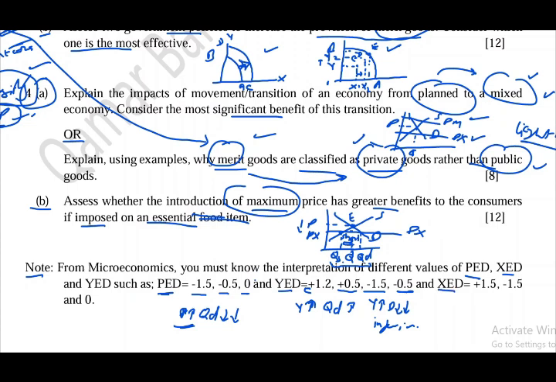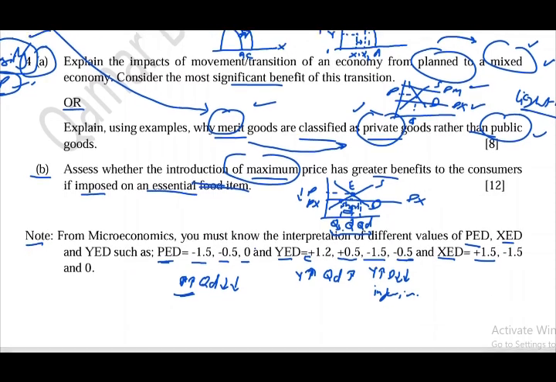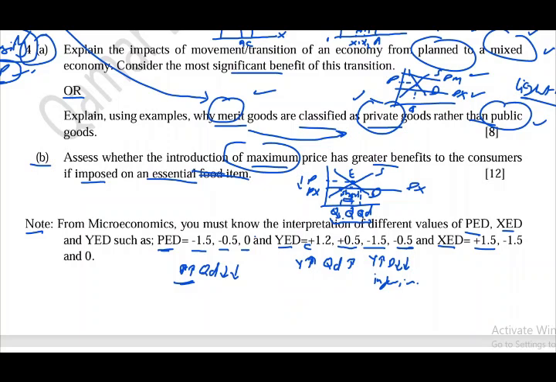And XED can be like plus 1.5, plus 1. XED is cross elasticity of demand. If cross elasticity of demand is 1.5, it shows these goods are substitutes, and substitutes are the products that can replace each other, that are alternative to each other, such as Coke and Pepsi. And if there is a fall in price of Coke, then demand for Pepsi will rise.